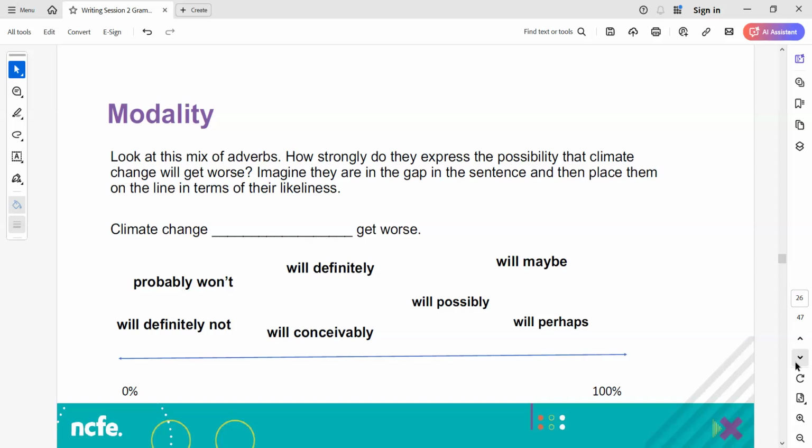So there's a mix of adverbs here on the screen, and they express the possibility that climate change will get worse, but how strongly do they express that possibility? So I want you to look at those for a moment. Imagine they're in the gap and then place them on the line. So imagine you were going to place them in order. What order would they come in? I just want you to have a look at that for a moment and just have a think about that yourself.